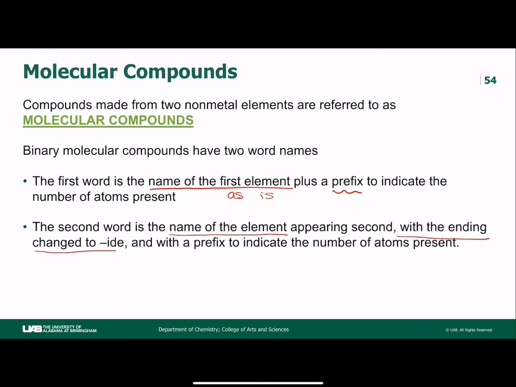There are some exceptions here with how many there are, such as we can drop mono if it's part of the first element. We can't drop any prefixes with the second one. Drop nothing. Okay? We're always going to use a prefix, always here.